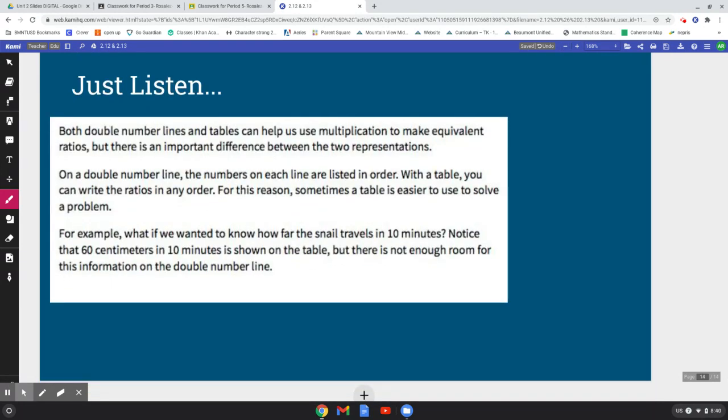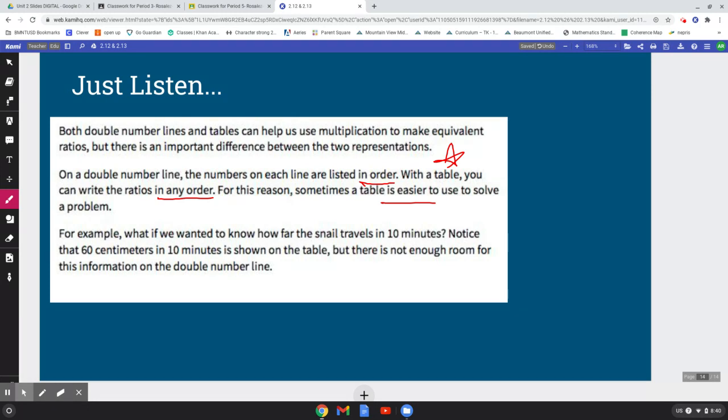So both double number lines and tables can be used. We use multiplication to make equivalent ratios, but there is an important difference between the two. On a double number line, the numbers are listed in order. Where there's a table, you can use any order. And that's why the table is the most efficient. So that means it's the best way. Sometimes the table is easier because you don't need to go in order. And if it has 300, you don't need to make 300 ticks like you do on a double number line.